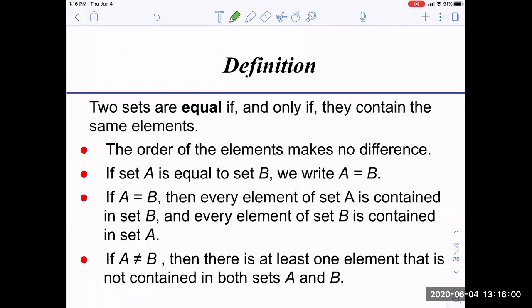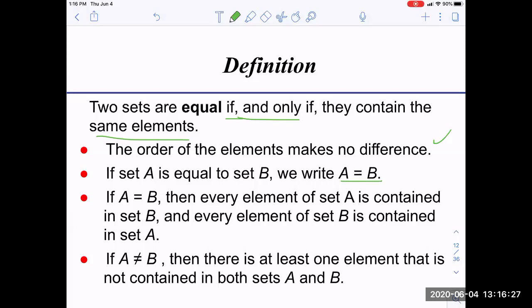Since we're talking about elements, we'll talk about equality. So again, the order of elements makes no difference. So if and only if, that means the converse is true as well. So if set A is equal to set B, we write A equals B. That means they contain the same elements.